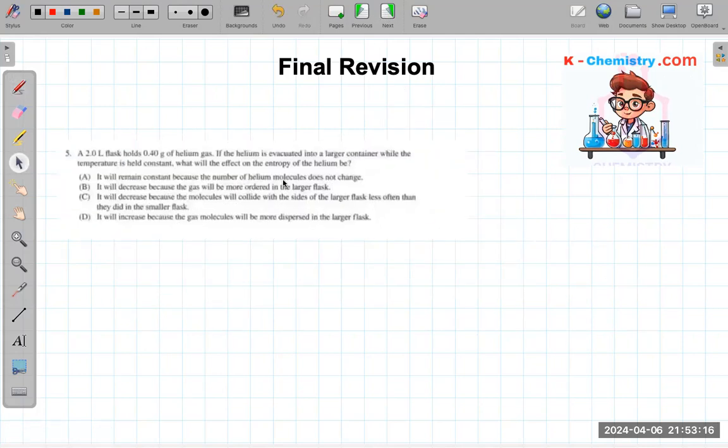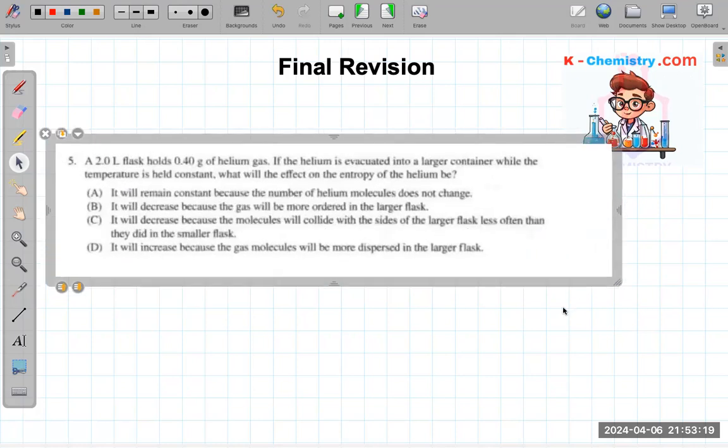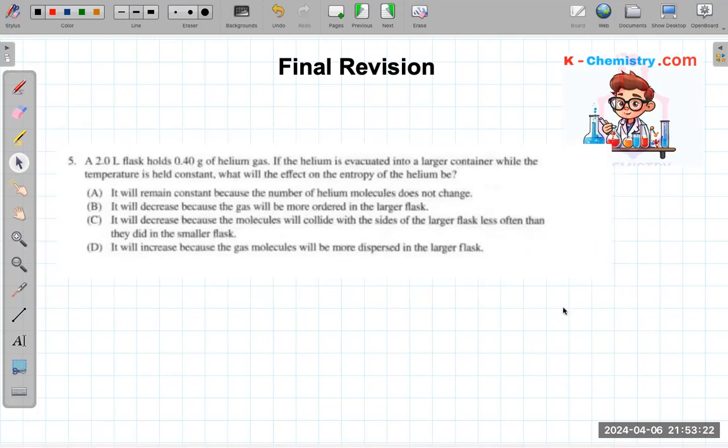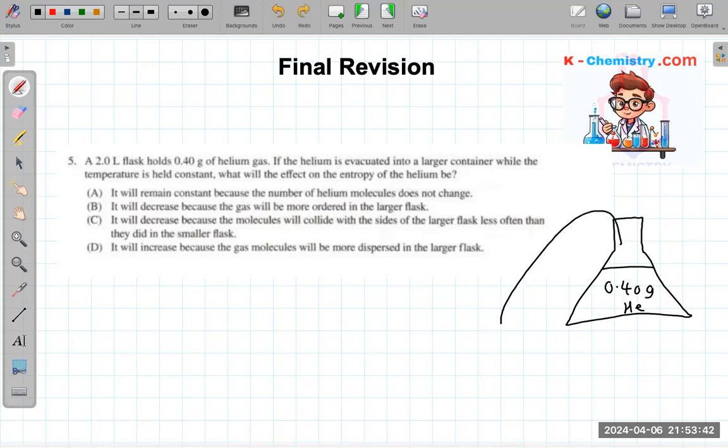So a 2-liter flask holds 0.40 grams of helium gas. If the helium is evacuated into a larger container, while the temperature is held constant, what will be the effect on the entropy of the helium? So this is the flask. The flask contains 0.40 grams of helium. The helium is evacuated into a larger container, so it's removed and put in a bigger container. And the temperature is the same. What will be the effect on the entropy of the helium if I did like that?